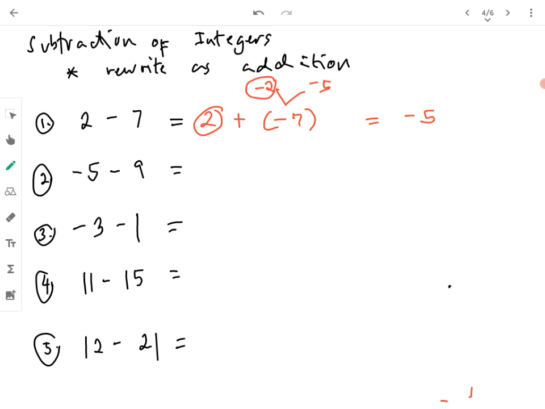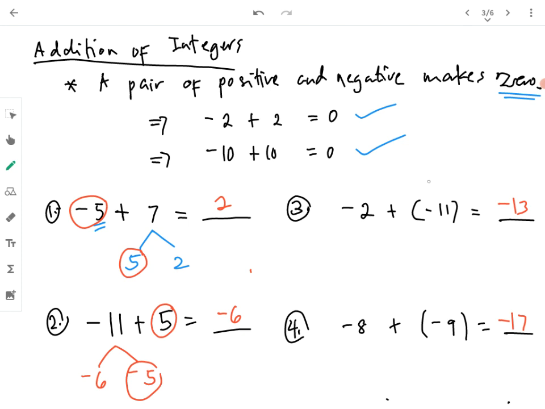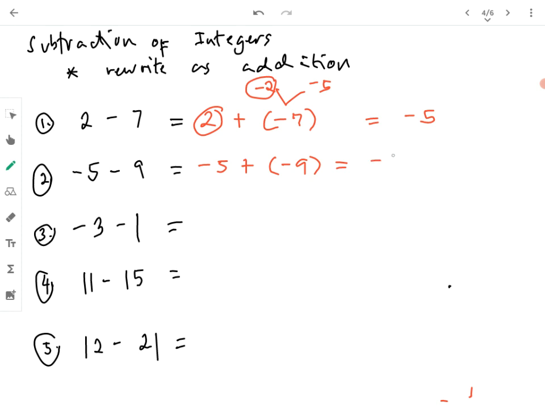Negative 5 minus 9. Rewrite it in addition: negative 5 plus negative 9. As you can see, we're going back to the example of addition of integers for 3 and 4, adding both negatives. This is negative 14. Negative 3 minus 1 can be rewritten as negative 3 plus negative 1. The same with number 2, we have negative 4. Number 4, we have 11 plus negative 15.